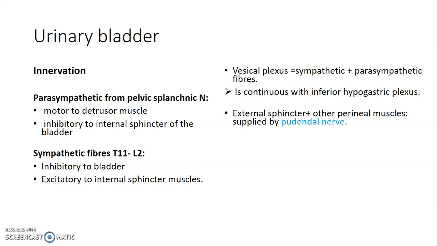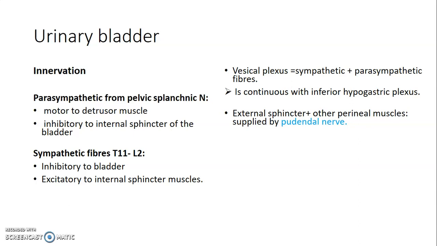Then sympathetic fibers originate from T11 to L2, and these are usually inhibitory to the bladder and excitatory to the internal sphincter muscle. Remember, during sympathetic innervation, you're inhibiting the bladder and you enhance the function of the internal sphincter.